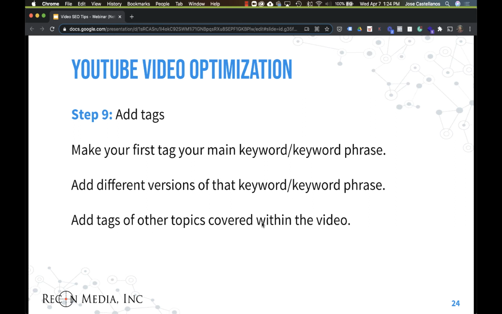After that, you want to utilize different versions of that keyword, as well as different topics covered in that video that someone also would be searching for. So here you can put in whole phrases like how-tos, short terms, long terms, a whole bunch of them, but make them as related to your video and your topic, or your title and description as possible.